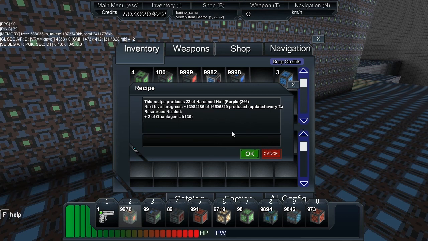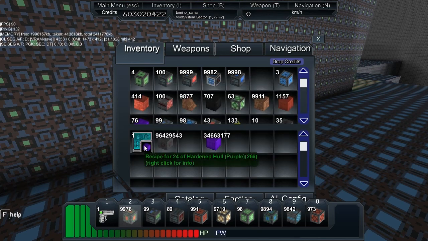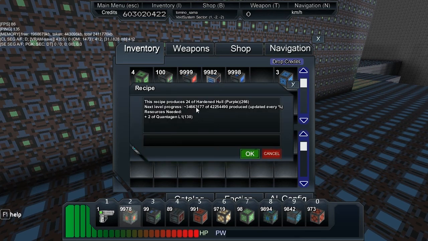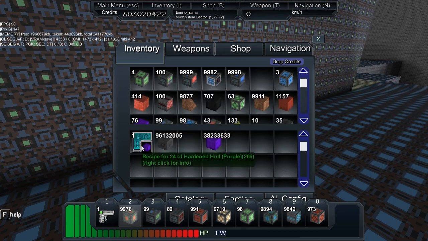Where do you read the level from anyway? Recipe for 23 of hardened hull purple. That's basically what people call its level. It's not really its level. It starts off making 1 per tick, and then now it's making 24 per tick. Oh, wow. It's making 24 times what it would make. So when it gets to level 32, put it in something with less enhancers?